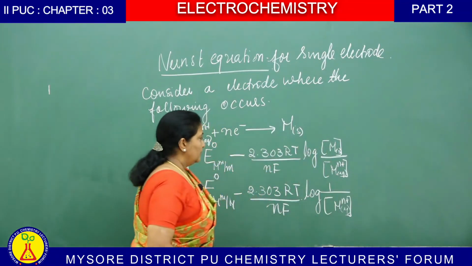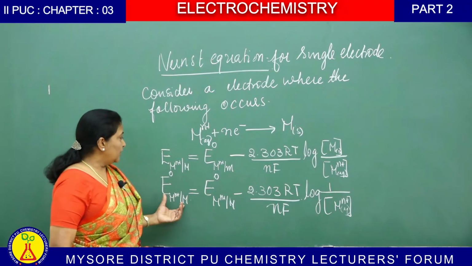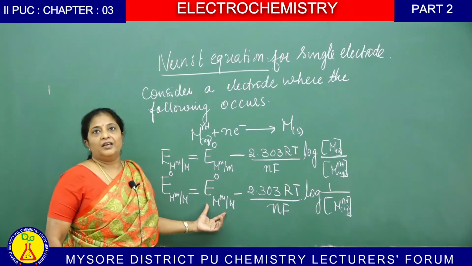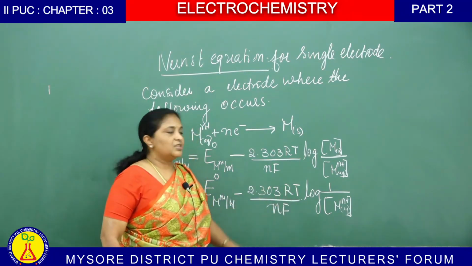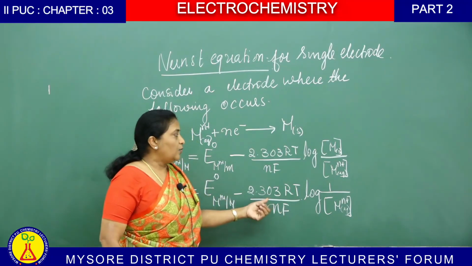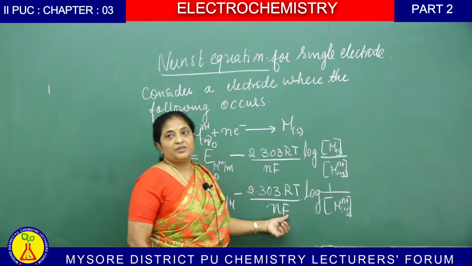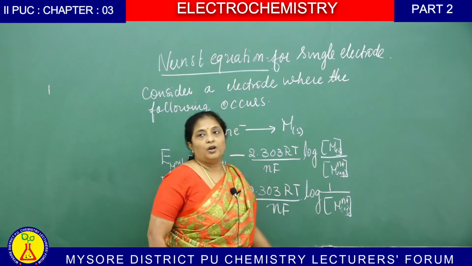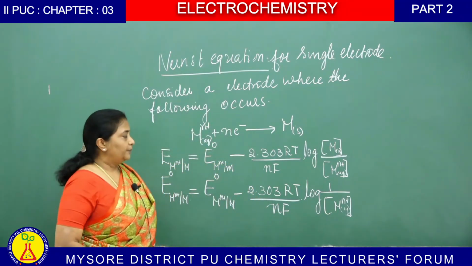and this is an important equation. And what do the terms here stand for? E0 is the standard reduction potential of the metal electrode, R is the universal gas constant, T is the temperature, n is the number of electrons involved in this reduction, F is the Faraday constant, and the last term is the concentration of the metal ions in solution.